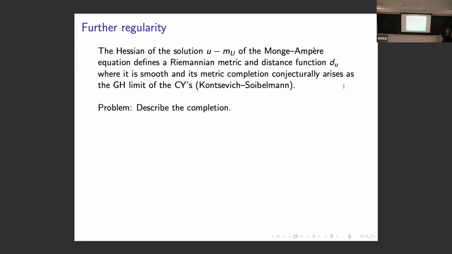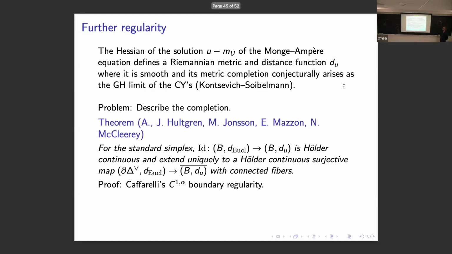So it defines the Riemannian metric where it is smooth, and you get a corresponding distance function. And conjecturally, it's the metric completion of this thing that should arise as the Gromov-Hausdorff limit of these Calabi-Yau metrics. So it's motivating to try to study this. One wants to describe the completion. This is what we started doing in this second paper. In that case, we work with the standard simplex. We got the following thing.